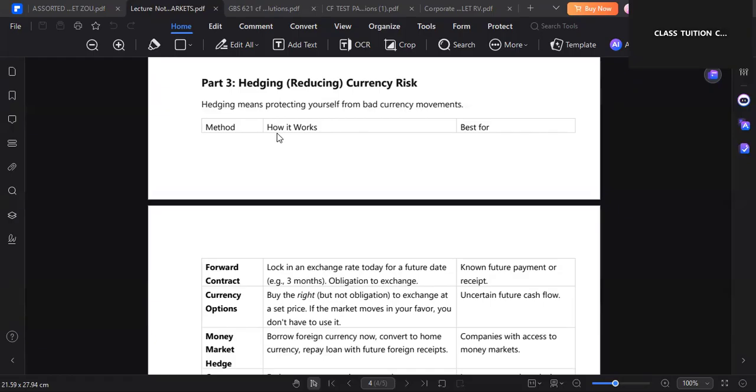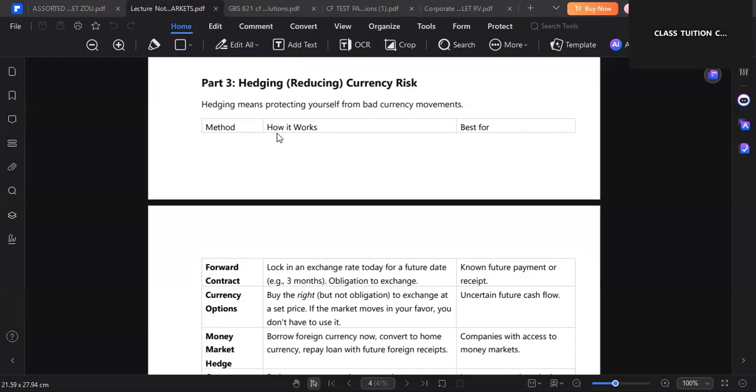Most companies are dealing with this to avoid the fluctuations in what? In the currencies, in the exchange rates. So even if the market moves in your favor, you cannot cancel the contract to say, no, how come I'm paying the old? So you're obligated to go through it, whether it's good or bad.